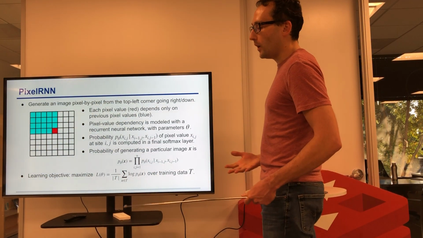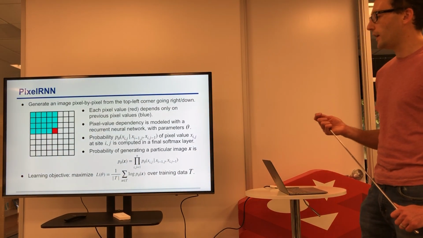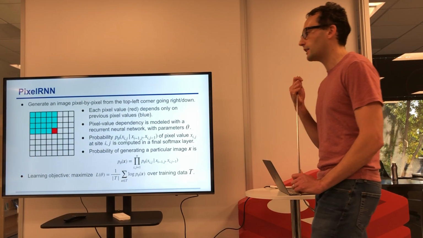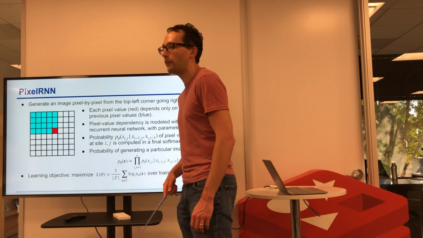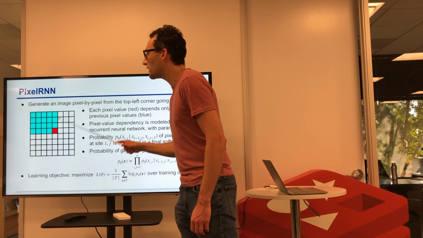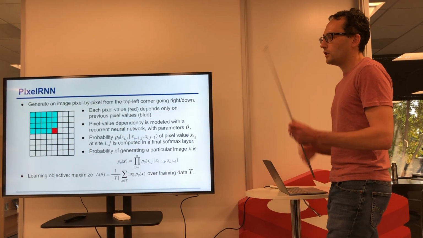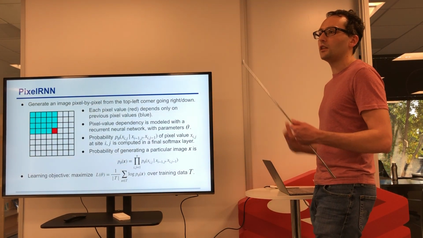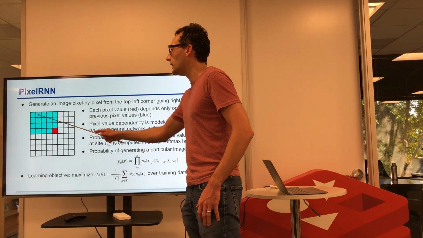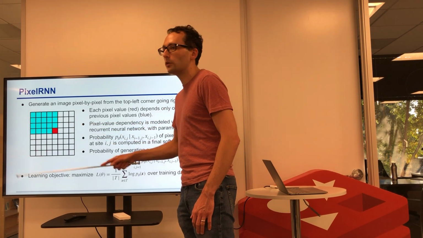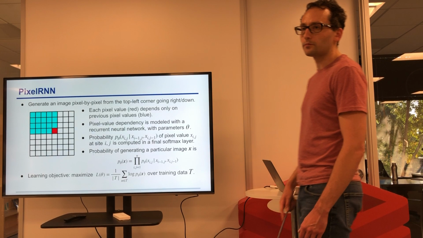The idea is we want to generate an image pixel by pixel. The way this model approaches that task is as follows. If we're working on, let's say, the red pixel value here, and all of the blue pixel values have already been determined, then the red pixel value is going to depend on only the blue pixel values that came before it. So the generation of the image starts at the upper left corner, proceeding rightward and downward.